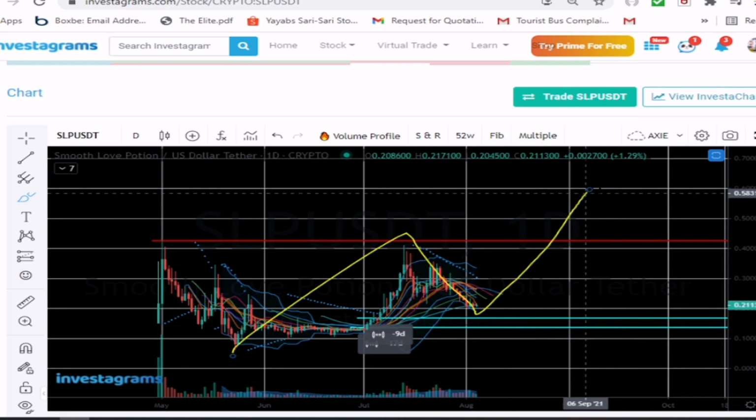Ganun din dito. Kaya, kung sinusundan ng mga traders ng mga bot itong SLP, sana yung pattern na ginagawa nila is yung Elliot wave. Katulad ng nangyari sa Bitcoin. Kung familiar kayo sa Bitcoin, may sinundan silang pattern kay Bitcoin.